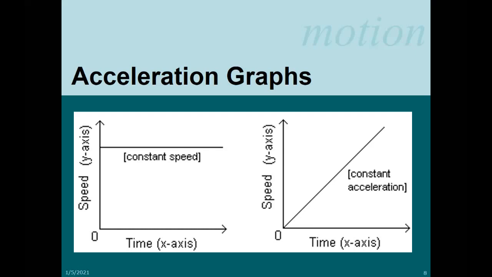When you look at a speed versus time graph like the one on the right, this is what we call a constant acceleration. And you would see a nice parabolic motion. It's going to curve either up if we're accelerating or curve down if we're decelerating when we're looking at a distance time graph.